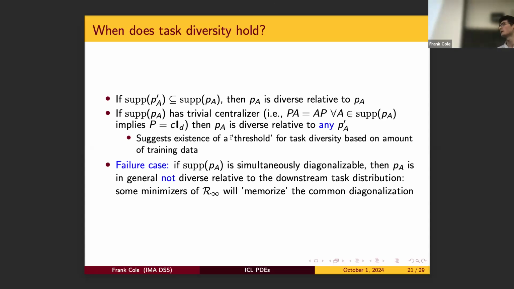There is a failure case to consider: if the support of the pre-training task distribution is a set of matrices which are all diagonal in some common basis, then in general it will not be diverse for the downstream task distribution. The intuition is that there are some minimizers of this infinite-length population risk which will memorize the common diagonalization and thus not generalize. So it's a bit abstract, but there are some sufficient conditions that can ensure this task diversity.